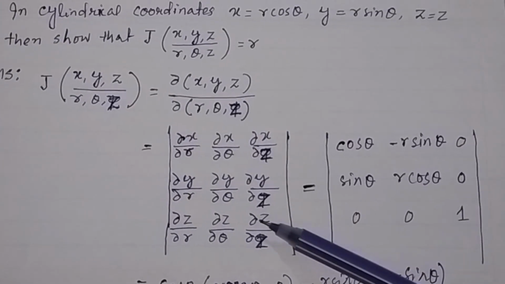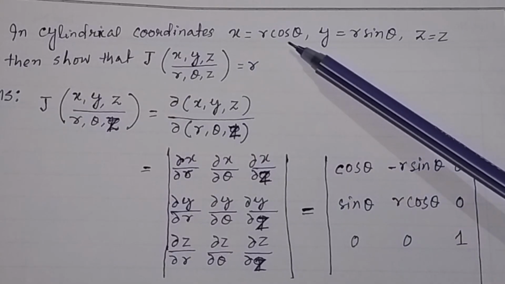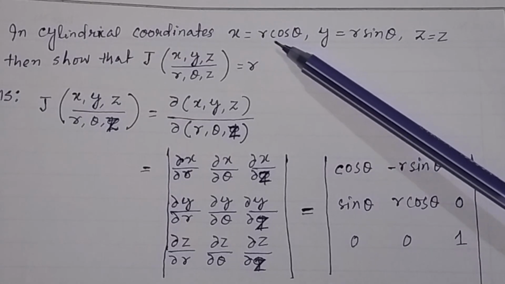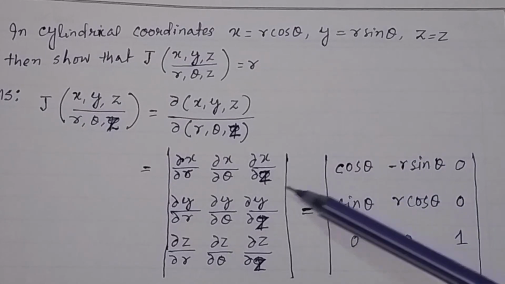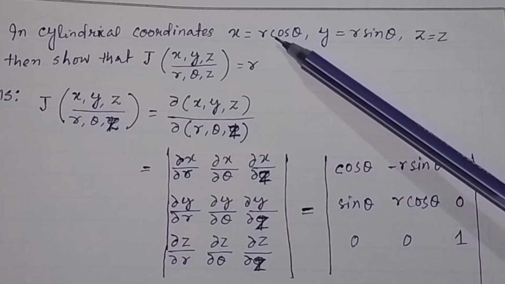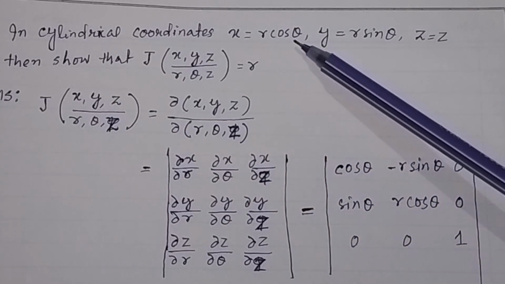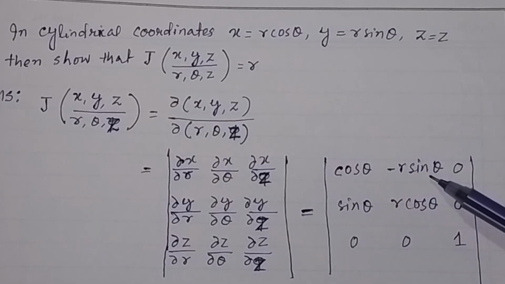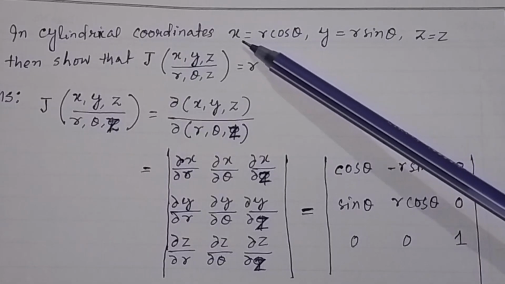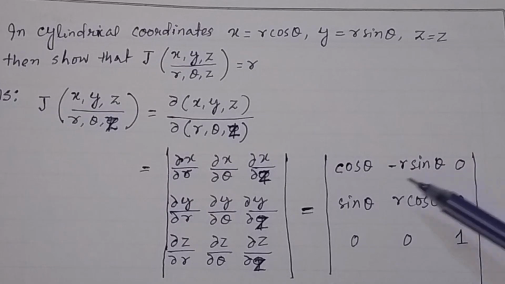So if you find the partial derivative of x with respect to r, given x equal to r cos theta, it will be equal to cos theta. Partial derivative of x with respect to theta: the derivative of cos theta is minus sin theta, so it is equal to minus r sin theta. And the partial derivative of x with respect to z will be equal to 0. So the third term will be equal to 0.